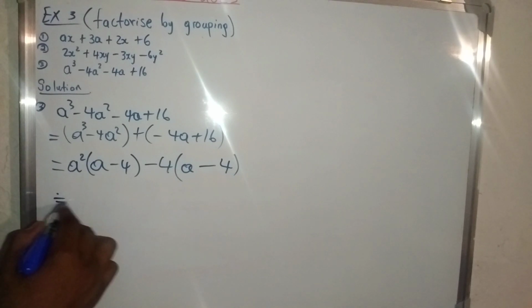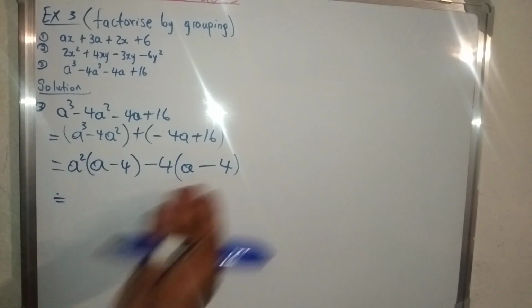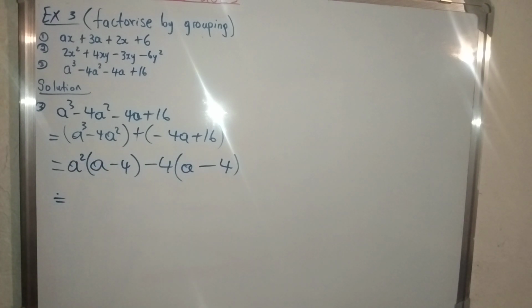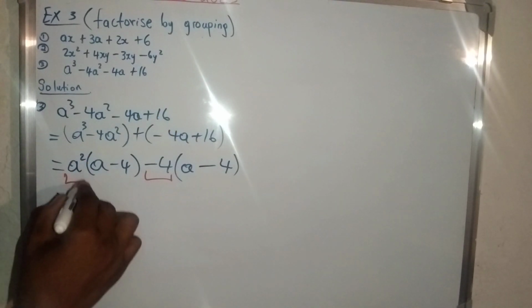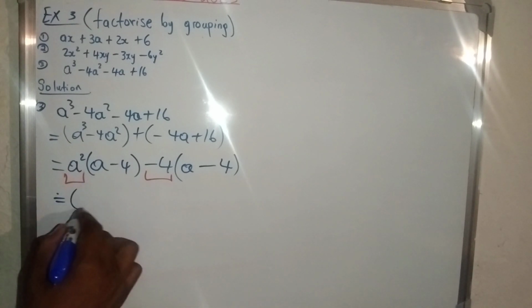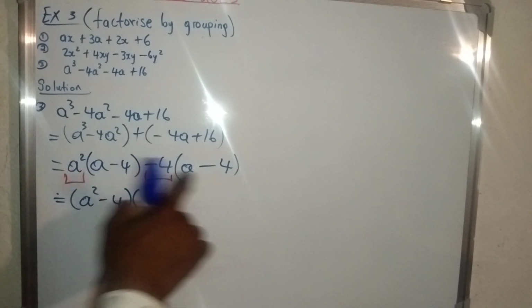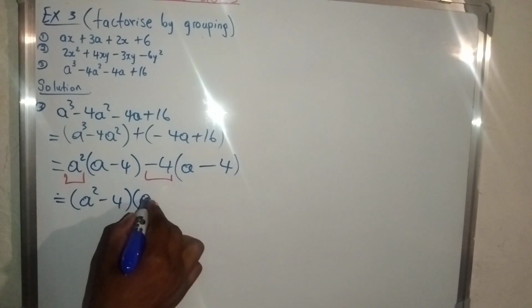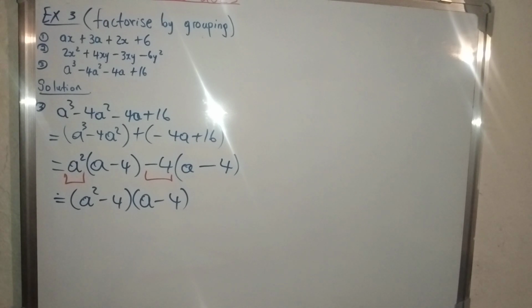So now if you can check, these two brackets are the same. If these two brackets are the same, then you simply take their coefficients, which are minus 4 and a squared. You see? And then you just group them together. So here it's going to be a squared minus 4. And then here you just take one bracket because they're the same, which is a minus 4. Simple as that.